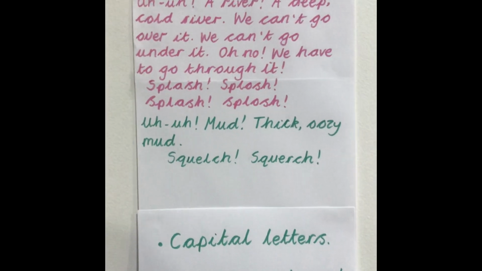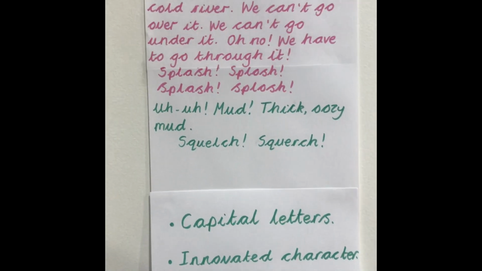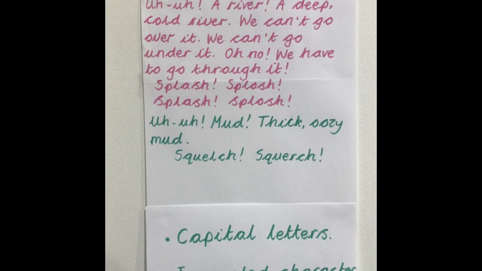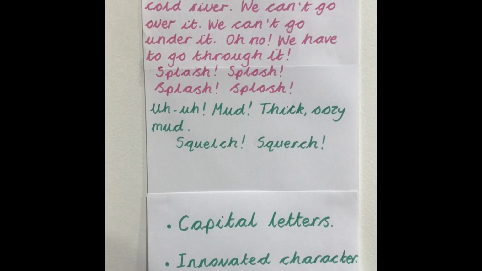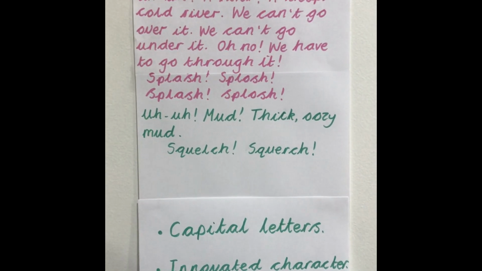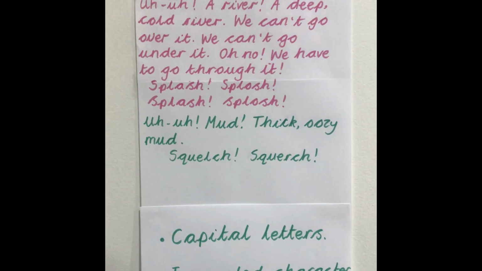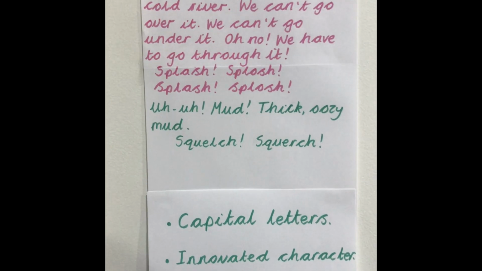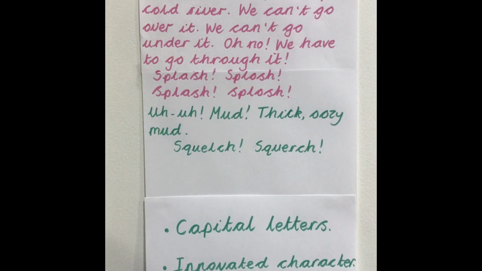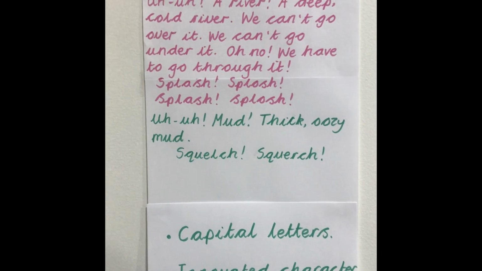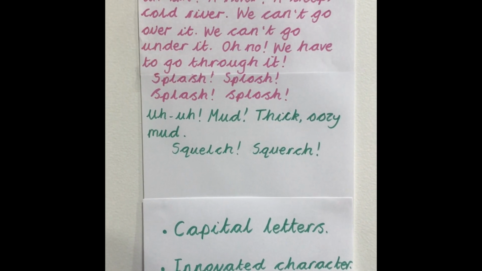So I'm going to go back and I'm going to check that I've got my capital letters. Yes, I'm looking through and I can see that I have. Have I got my innovated character? Well, no, because I don't really need it in this part. Have I got my finger spaces? Yes, I can see I have, but I might want to use my finger to check.